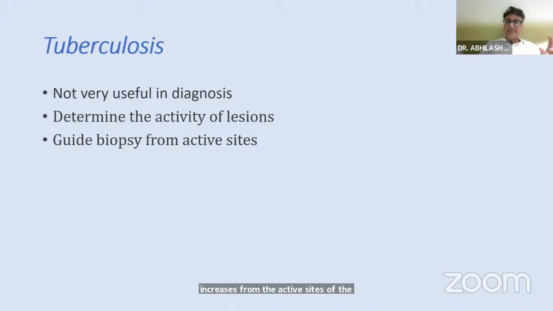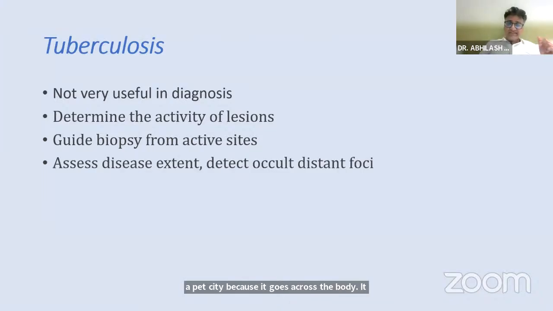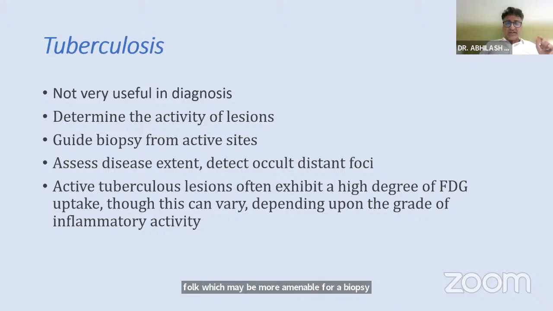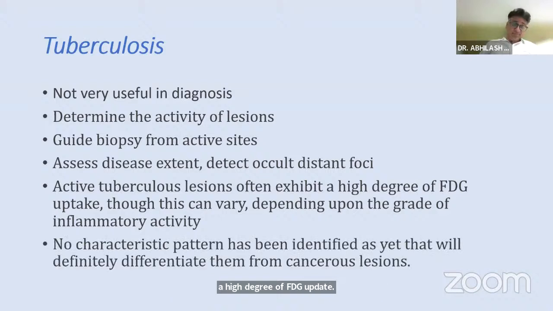In case you have TB of an inaccessible anatomic region, a PET CT, because it goes across the body, will assess the disease extent and can detect occult distant foci, which may be more amenable for a biopsy. As I mentioned, active tuberculosis lesions will exhibit a high degree of FDG uptake. And as I already mentioned in the previous slide, there is no characteristic pattern to distinguish an infection from a neoplasm. You all remember the adage that you have to biopsy all infections and you culture all tumors.